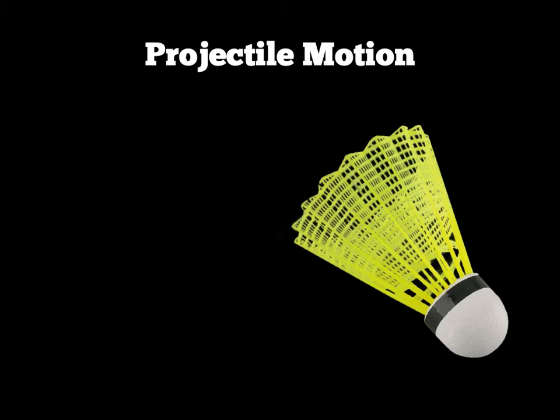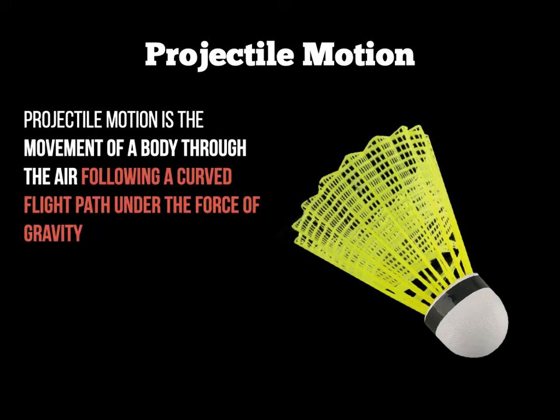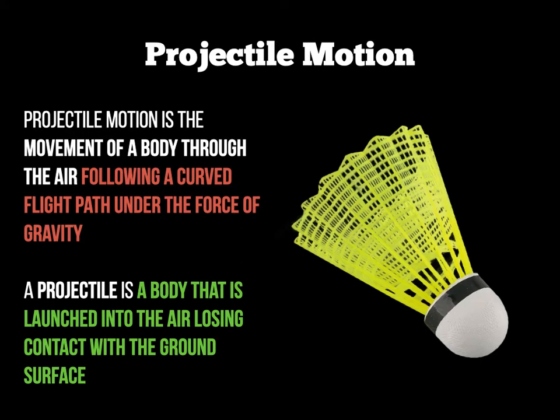So this screencast will start by defining projectile motion, and that's a movement of a body, remember that's an object or a person, through the air following a curved flight path under the force of gravity. A projectile itself is a body that is launched into the air, that loses contact with the ground surface and therefore it travels. So that would be a good definition of what a projectile is.